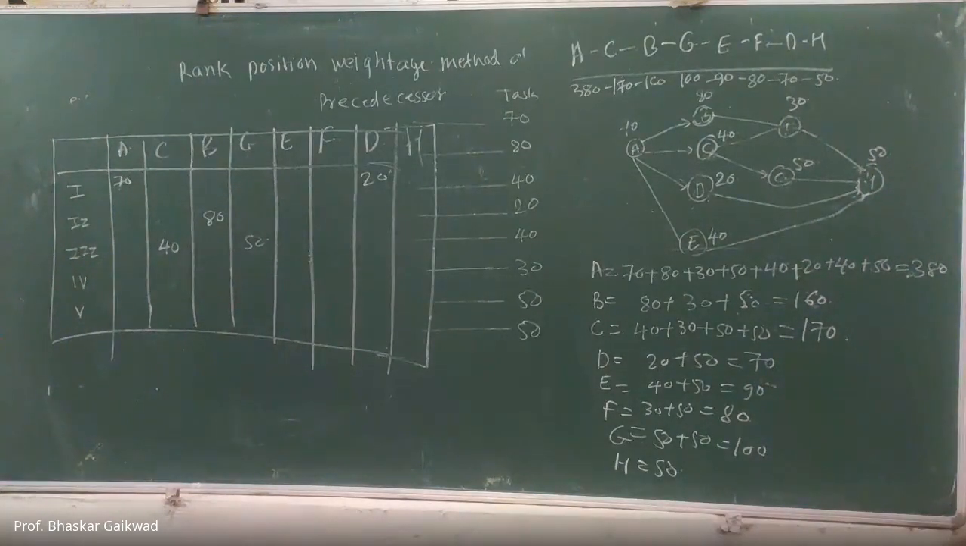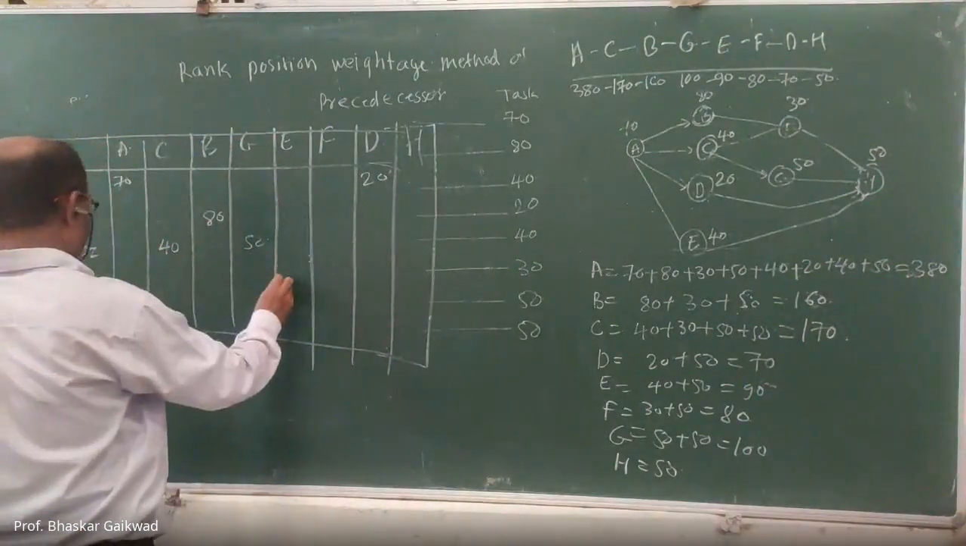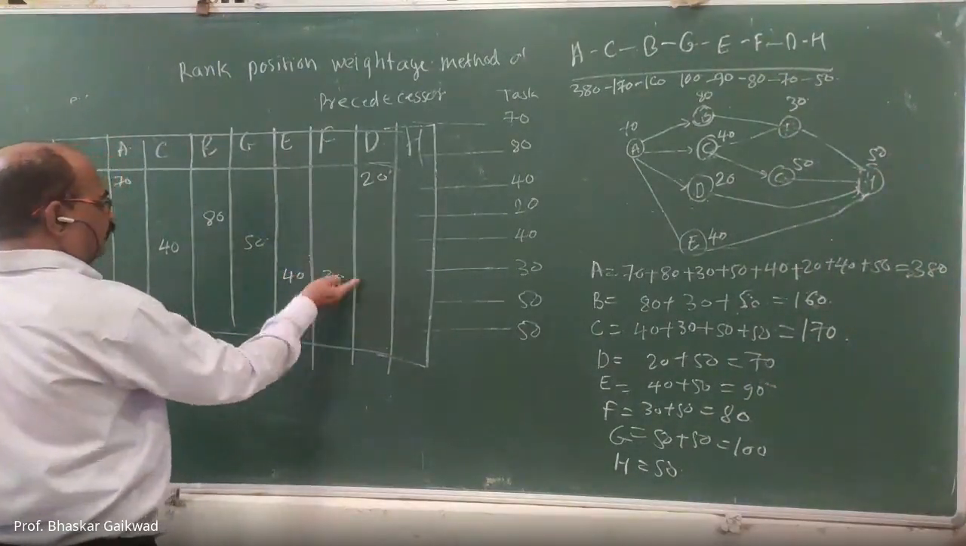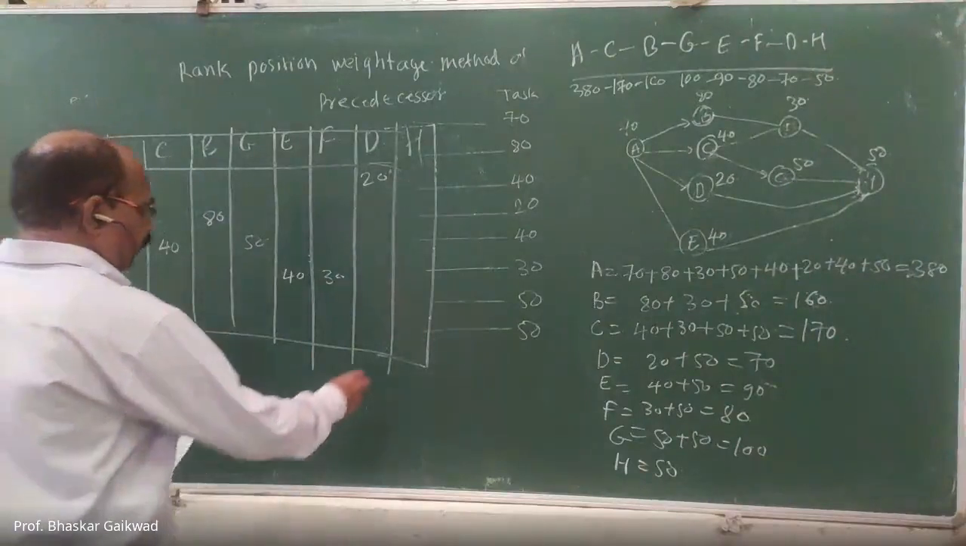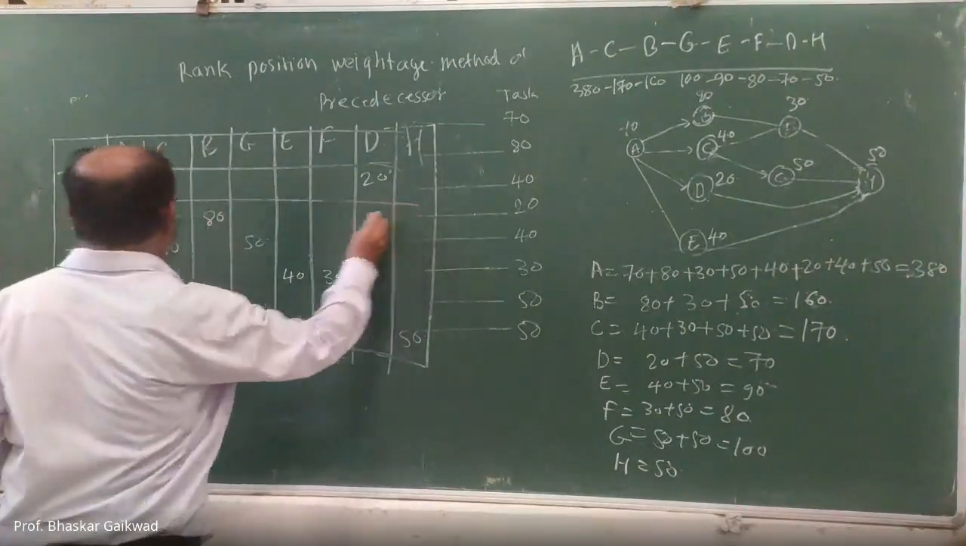Then fourth stations will be E and F, 40 and 30. So here it is E, 30. 70 less than 90. Okay. And after that, last station is there. So this is the H station. So here is 50.